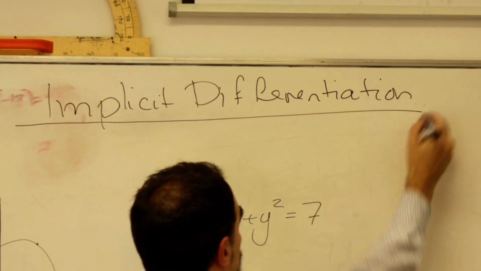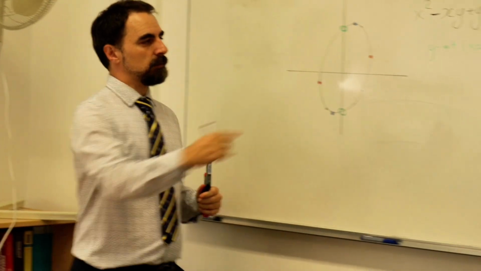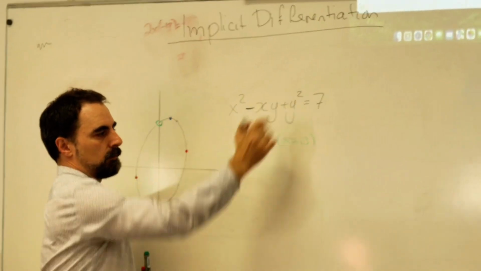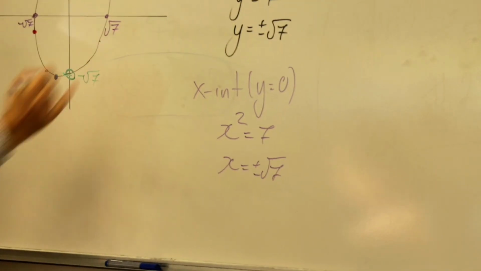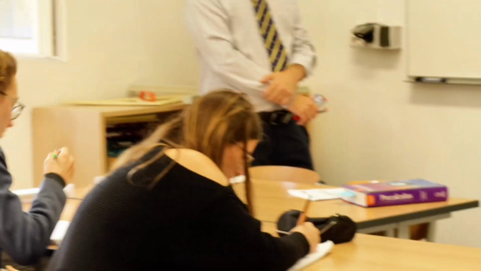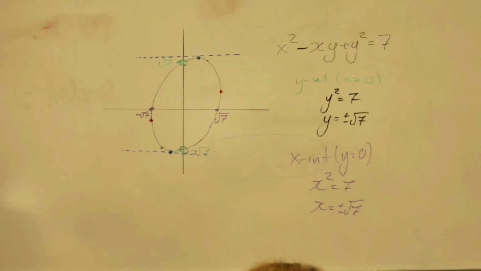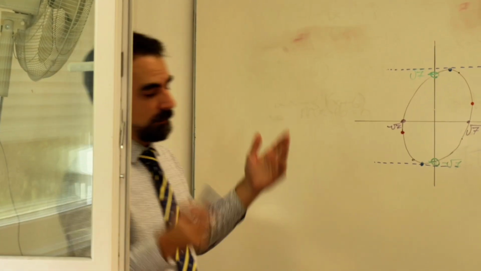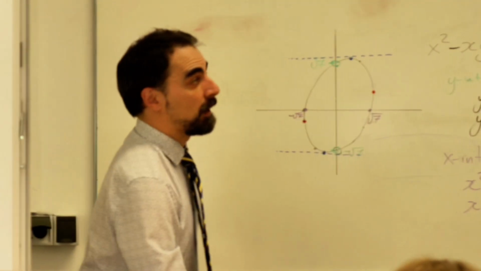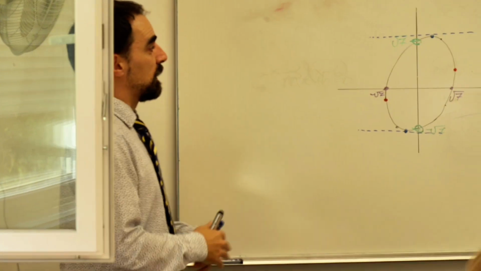New topic, implicit differentiation. So if x equals 0, 0, 0, y squared equals 7. Find the derivative and then what? Set it equal to 0, make the derivative equal to 0. Now we have a problem. And this is the new thing.